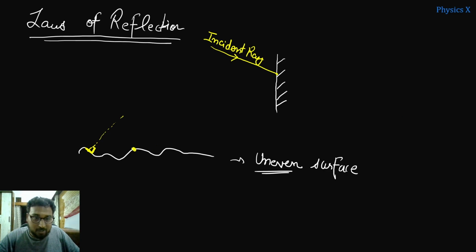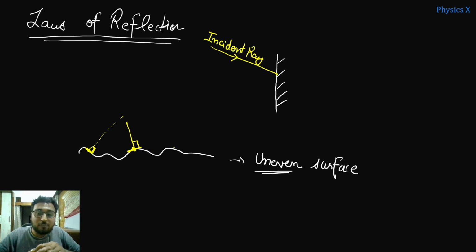Again if I ask you to find it at this point, this is your surface, and the 90 degrees to this surface will be like this. So at different points, different angles of normals are possible.